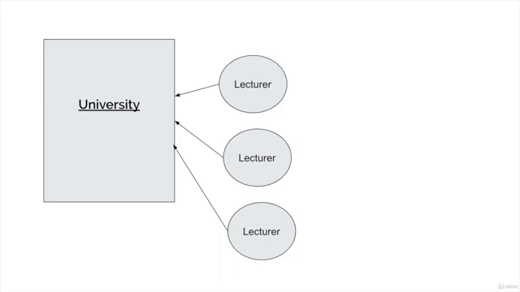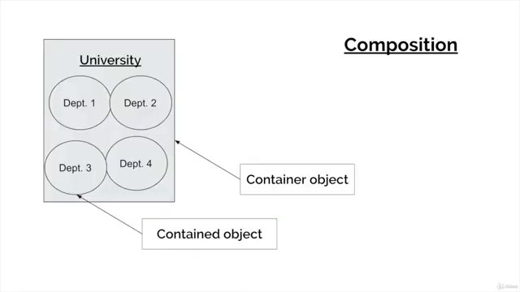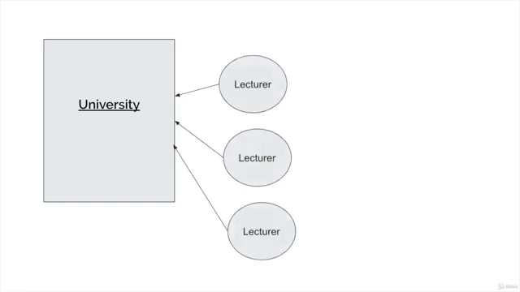If they are teaching at one university today and it shuts down, they can go to some other university and teach. But this was not the case with the university and department. For a department to exist, the university had to exist. So here that is not the case. If the university is destroyed, a lecturer can go to some other university and give lectures. So we can say from this example that lecturer and university are weakly associated, and this type of weak association is known as aggregation.